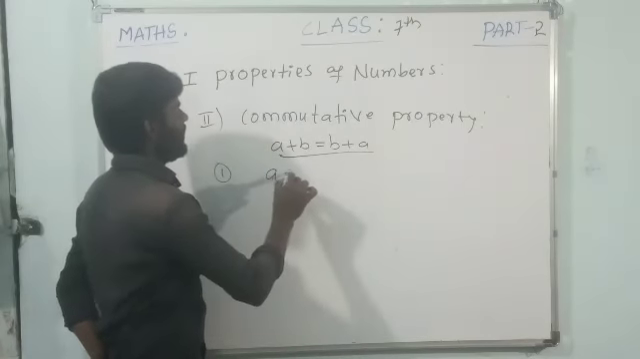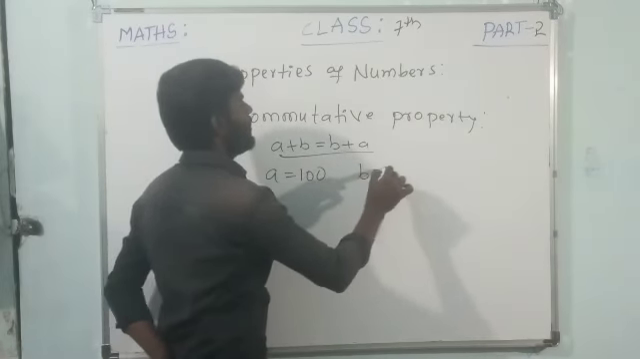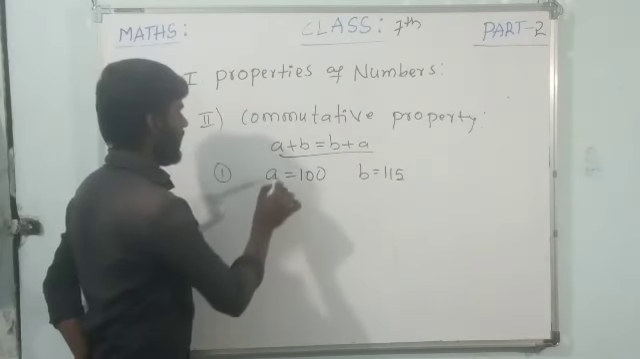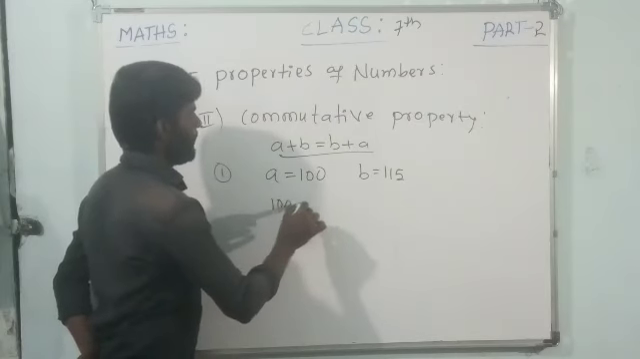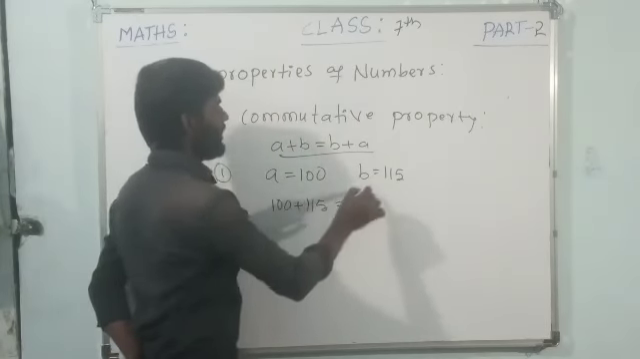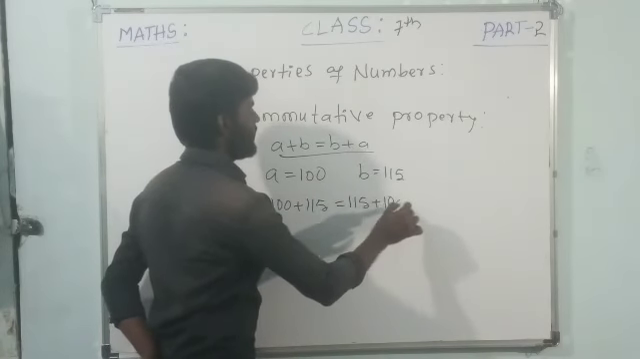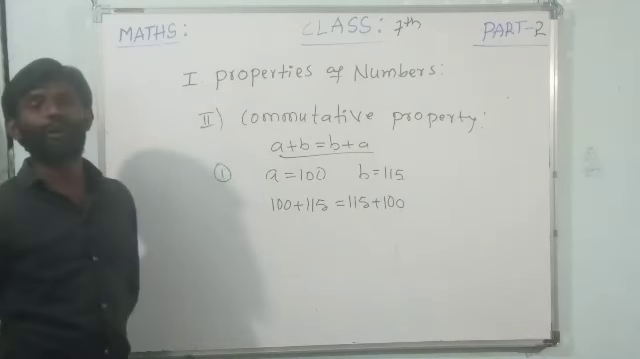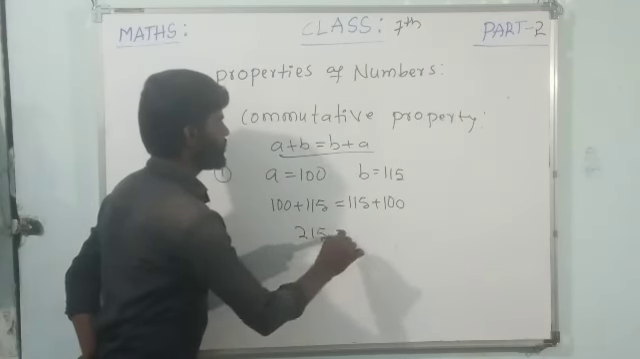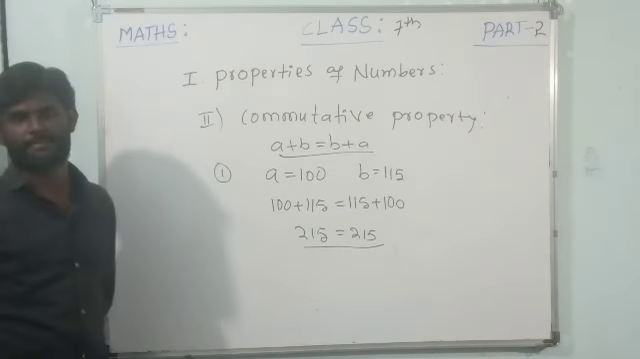If I take a is equal to 100, then b is equal to 115. I will keep it in this one. a means here 100 plus b means 115 is equal to, again b means here 115 plus a means here 100. 100 plus 115, that is 215, is equal to 215. LHS is equal to RHS.